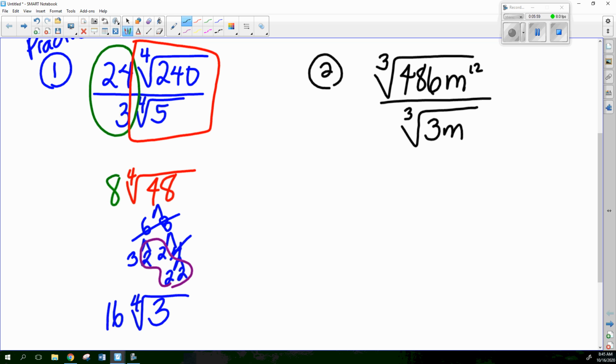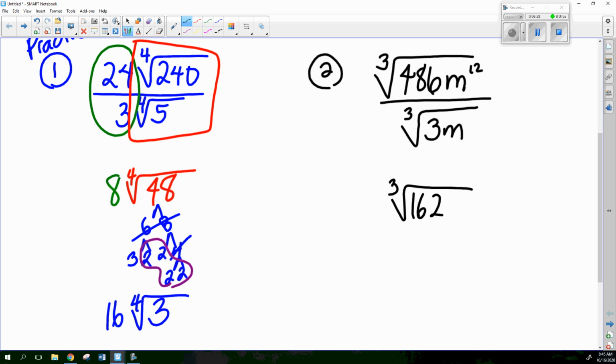All right, so we divide first. What is 486 divided by 3? Let's just start with the number part. 1 what? Thank you, 162. All right, now who remembers how to divide with letters, with variables? Yes, you subtract the exponents. All right, you subtract the exponents. Did you say that? Awesome.